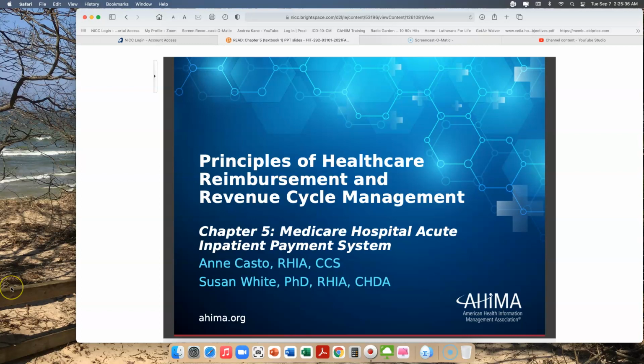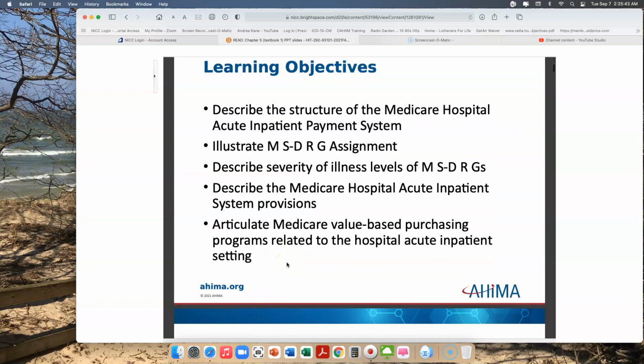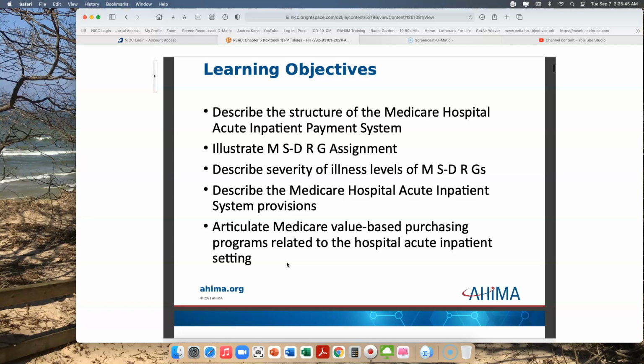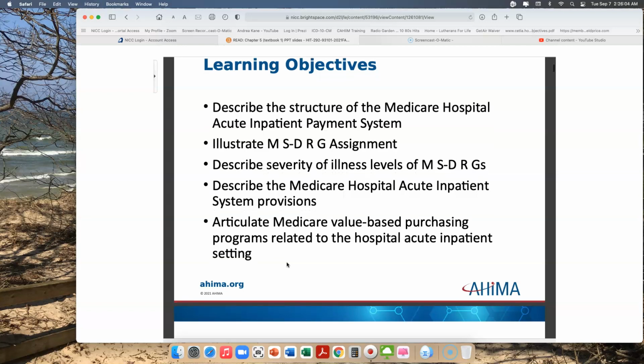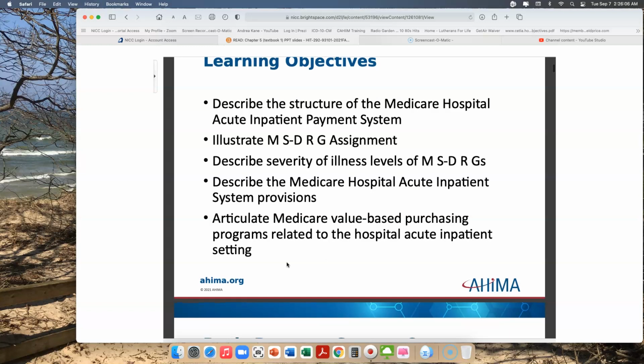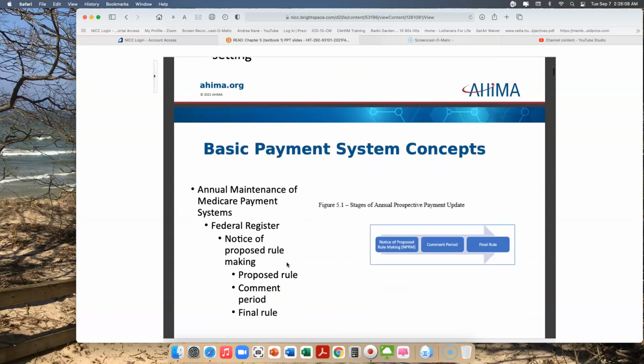And we are on Chapter 5 in our book, Medicare Hospital Acute Inpatient System. And let's take a look at what we'll be studying this week, which is week 3. We want to describe the structure of the Medicare Hospital Acute Inpatient Payment System. We want to illustrate the MSDRG assignment process, describe severity of illness levels of MSDRGs, describe the Medicare Hospital Acute Inpatient System provisions, and articulate Medicare value-based purchasing programs related to the hospital acute inpatient setting.